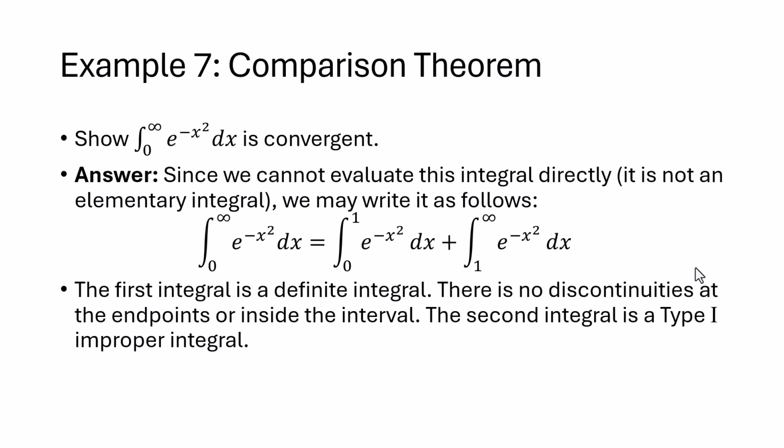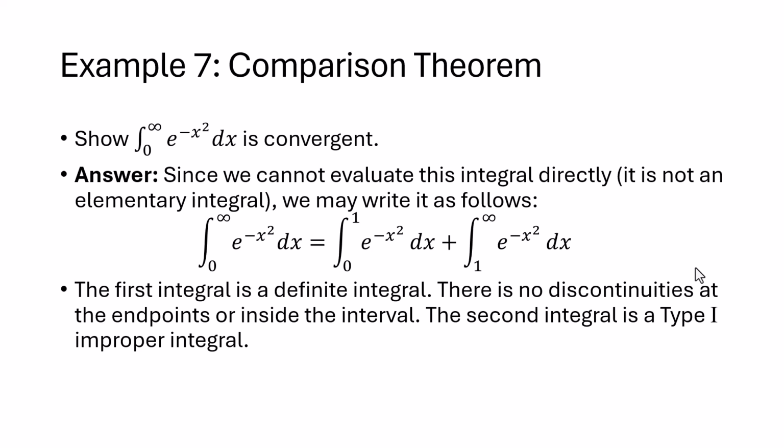Show that the improper integral from 0 to infinity of e to the negative x squared dx is convergent. Since we cannot evaluate this integral directly, it is not an elementary integral, we may write it as follows. The integral from 0 to infinity of e to the negative x squared dx is equal to the integral from 0 to 1 of e to the negative x squared dx plus the integral from 1 to infinity of e to the negative x squared dx.